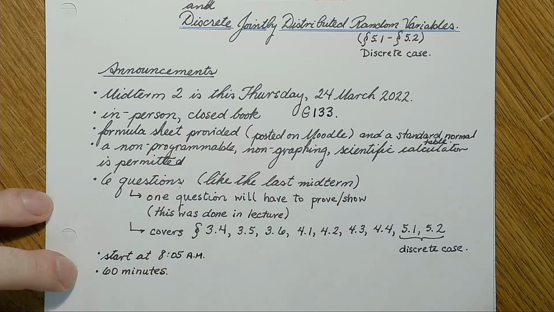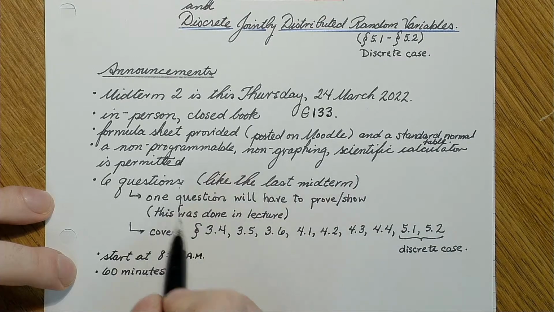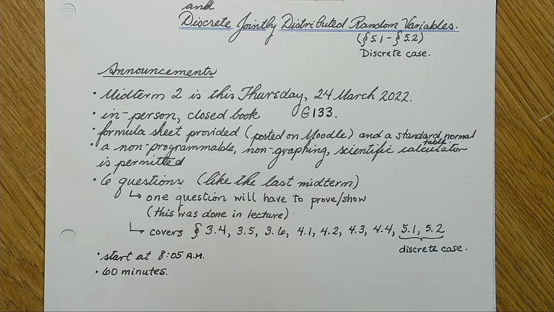We'll have 6 questions just like the last midterm. One of the questions you'll have to prove or show something. And again, one of these proofs we had done in lecture, so you should be fine if you were following along. It will be covering sections 3.4, 3.5, 3.6, 4.1, 4.2, 4.3, 4.4, and 5.1 and 5.2 for the discrete case. We're going to start at 8:05 a.m. and there's 60 minutes for it. Okay?